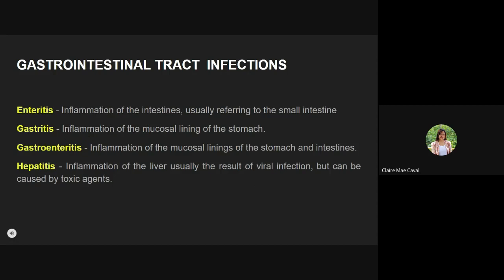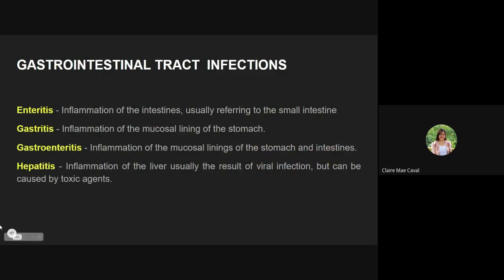Moving on, enteritis is the inflammation of the mucosa lining of the stomach and the intestines. Hepatitis is the inflammation of the mucosa lining of the intestines. So we are moving on.